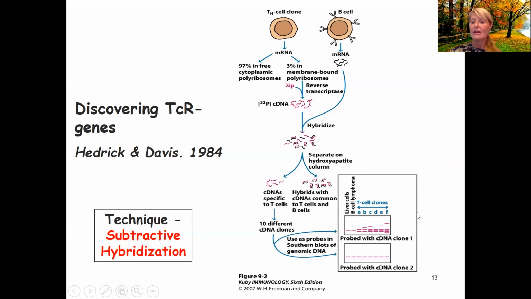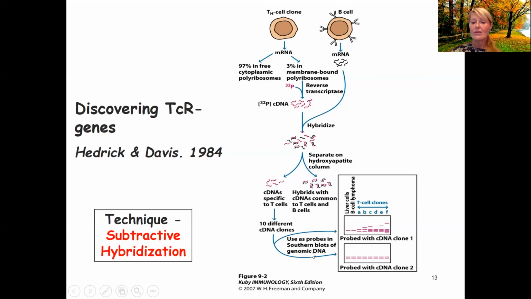And what they decided to do is use these probes on genomic DNA that originated from various sources, either liver cells or B cell lymphomas, because they knew this should not have T cell receptors. So this was going to be like a negative control. And then they took genomic DNA from various different T cell clones that they had in stock. And they called these, in this case, A through F. So each of these clones should have a unique T cell receptor and therefore unique TcR genes.